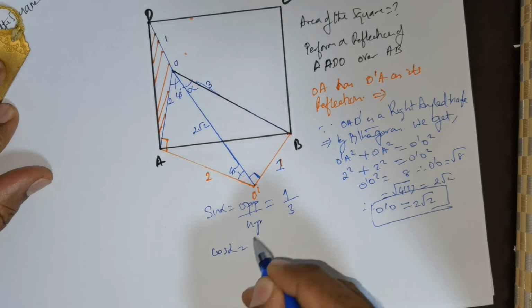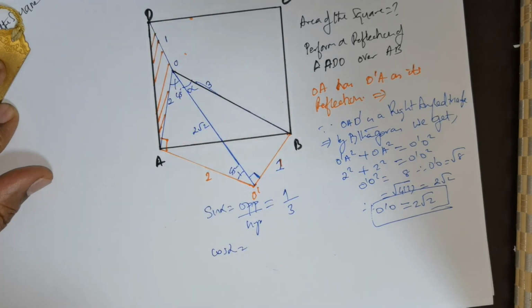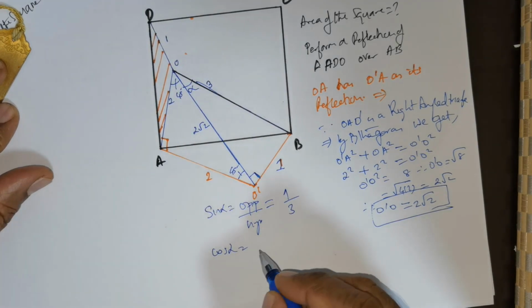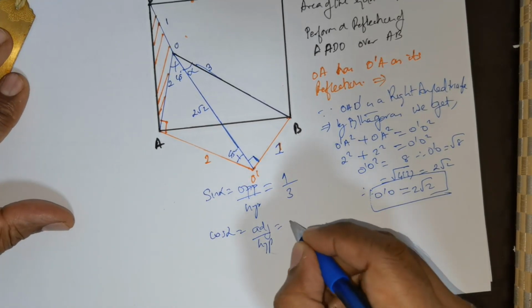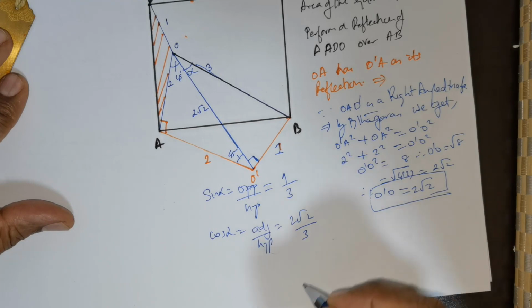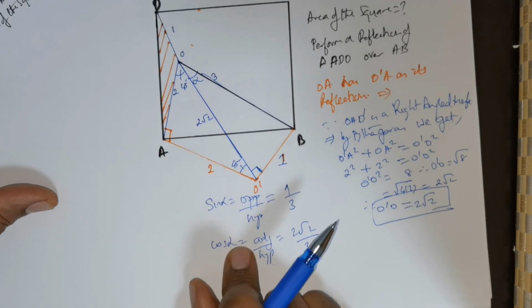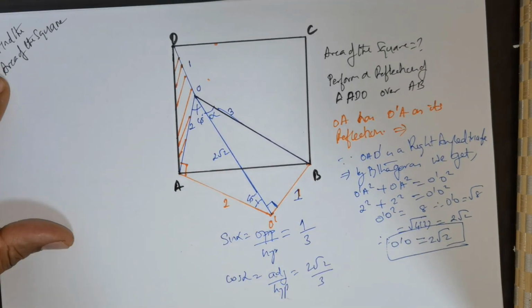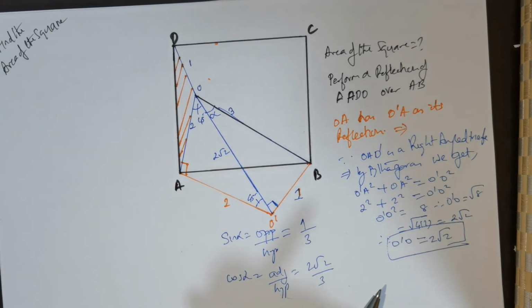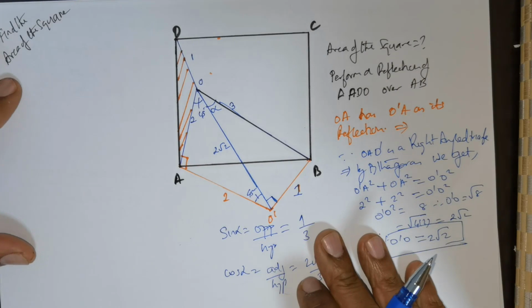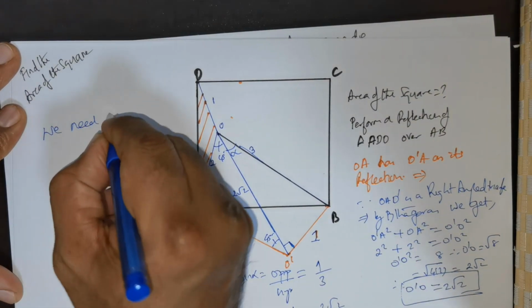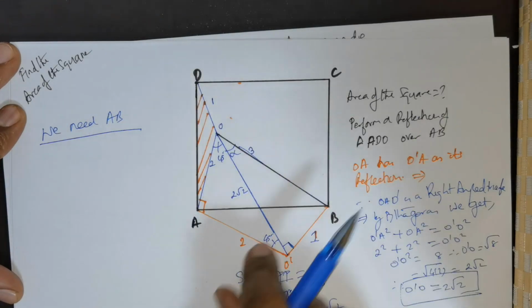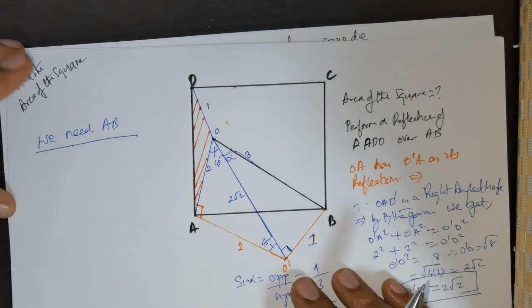And take cos alpha. Cos alpha is the adjacent side divided by hypotenuse. So the adjacent side is 2 into root 2, hypotenuse is 3. So you might be wondering why I need to obtain sine alpha and cos alpha. You will know that within a minute. Now what do I need? We need AB. Why do I need AB? This is a square. If I get AB, story done.